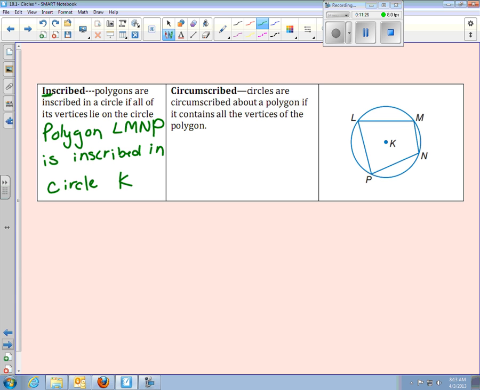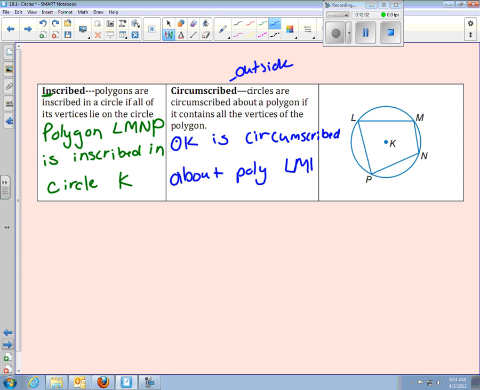Then we have circumscribed. Circles are circumscribed about a polygon if it contains all of the vertices, corners of the polygon. So when we talk about circumscribed, we're talking about what is on the outside. And so polygons can be circumscribed around a circle too. So for this picture, we can say circle K is circumscribed about polygon, and I'm just going to shorten polygon, L, M, N, P.